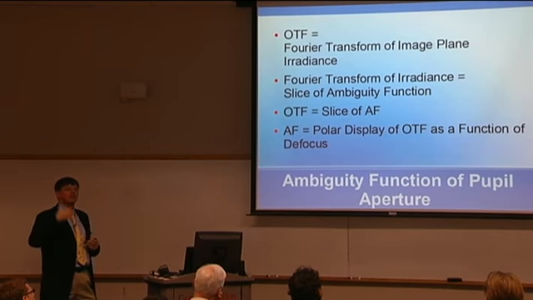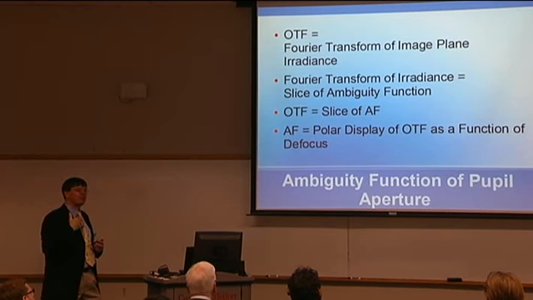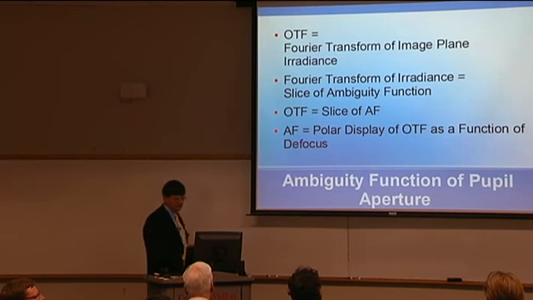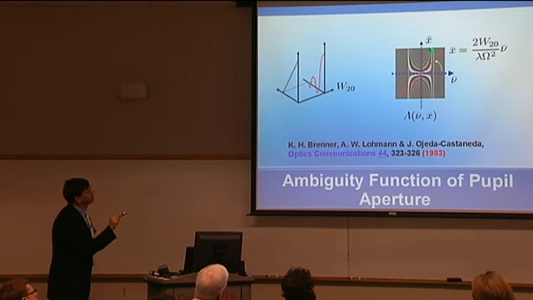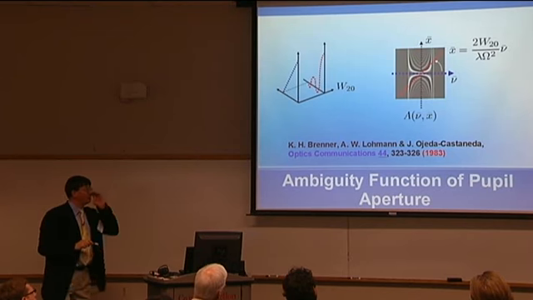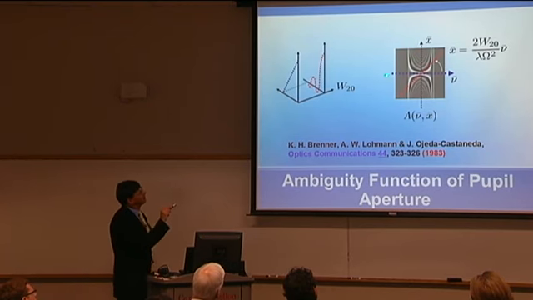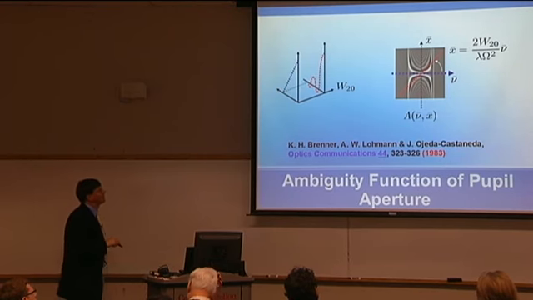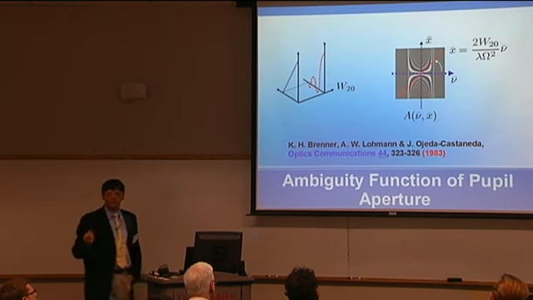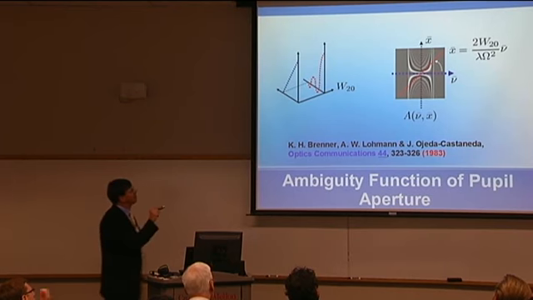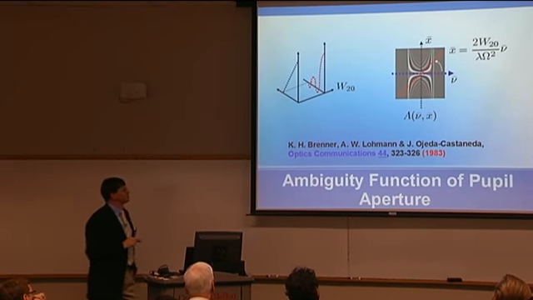And if we think not about one defocus plane, but about all of them, then it means the ambiguity function is actually a polar display of all the OTFs with a defocus. So this is the ambiguity function for a rectangular aperture. And if we slice this in this direction, we actually get our perfect triangular shape. And if we slice it in another direction, which corresponds to some degree of defocus, we get the other distribution.